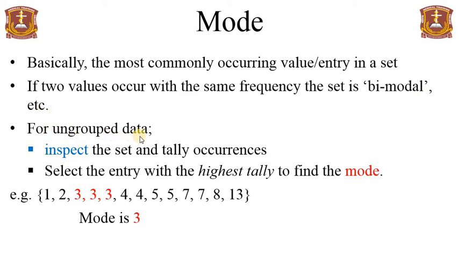Now for ungrouped data, the approach of finding the mode is basically by first inspecting the whole set and tallying the occurrences for every entry. Select the entry with the highest tally, and that will give us the mode. For example, in a set given here as a point, you can see 3 is the most occurring entry of this set. That simply gives us the mode of the set to be 3.